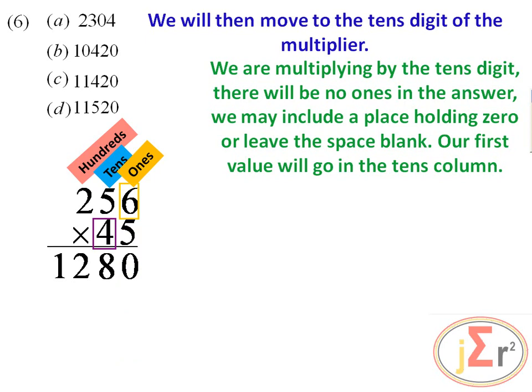So 4 6s, 24. Right. Write down 4 and carry 2. So the 4 that we write down, which column will that go in? The tens column. It has to go in the tens column because we are multiplying by tens. We will not get any ones in our answer.